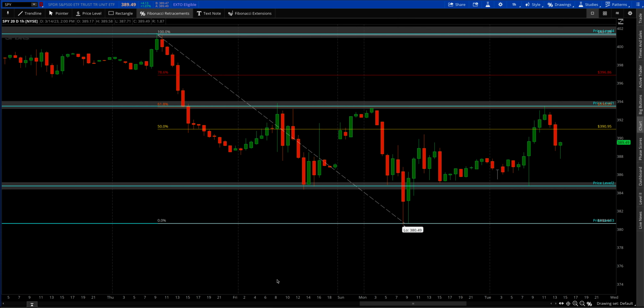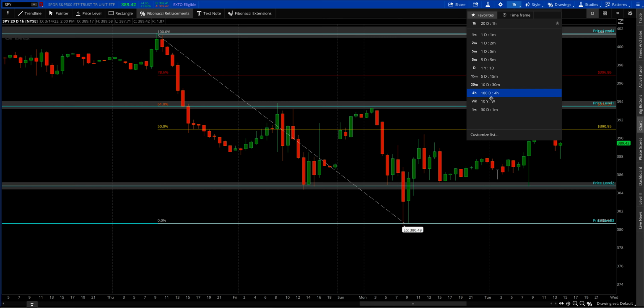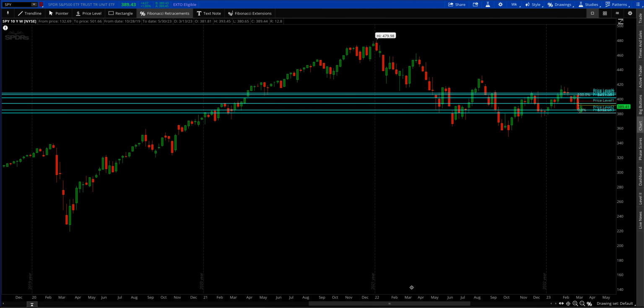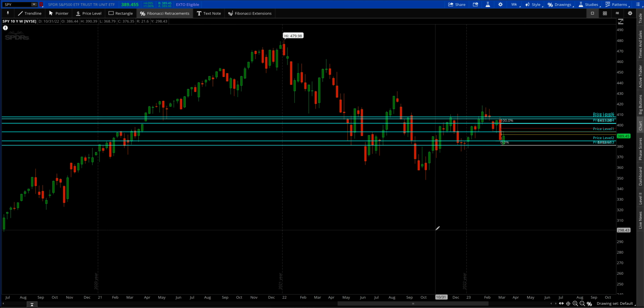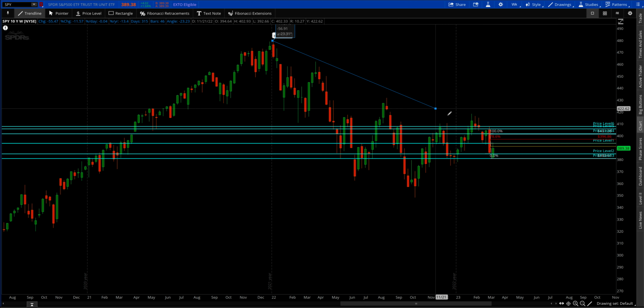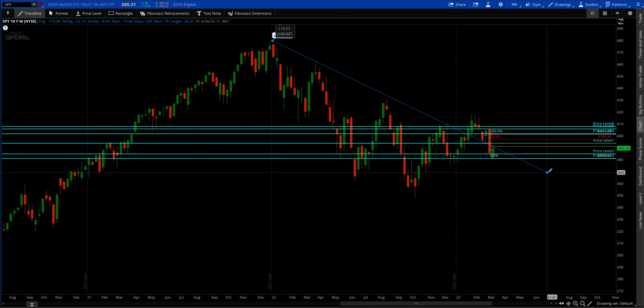Let's see, anything else? Sometimes I like to just switch over to my weekly also, just see the big picture. All right. Let me see here. Looks like a trend line that we could draw down to this weekly area right in here.